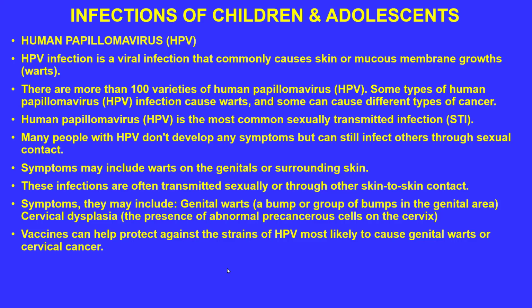Many people with HPV don't develop any symptoms, but can still infect others through sexual contact. Symptoms may include warts on the genitals or surrounding skin. Now, these infections are often transmitted sexually or through skin-to-skin contact. Sometimes you'll see this as symptoms. You'll have genital warts. These are bumps or groups of bumps in the genital area. You will have cervical dysplasia, the presence of abnormal precancerous cells in the cervix. There are now vaccines that can help protect against some strains of HPV. These strains are the most common to cause genital warts or cervical cancer.